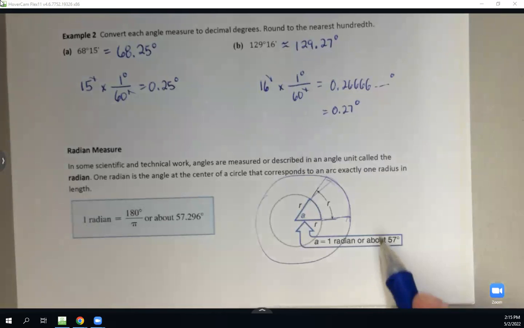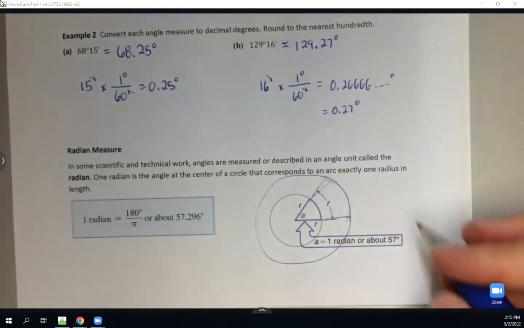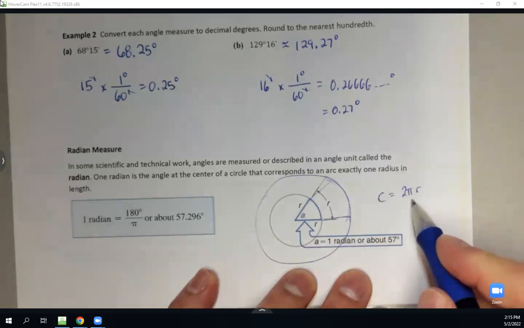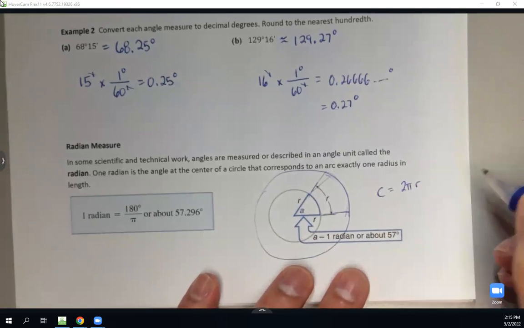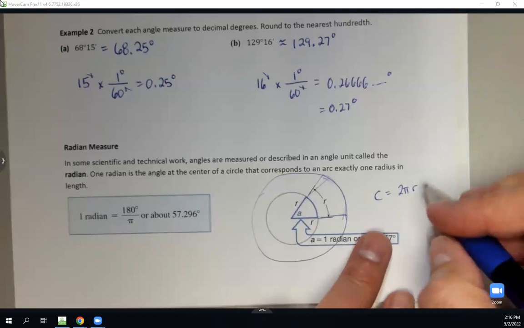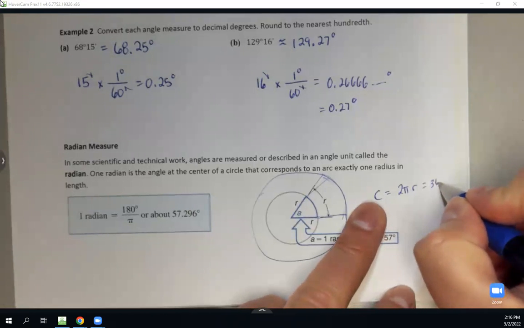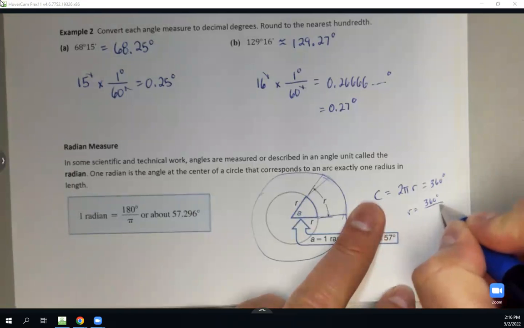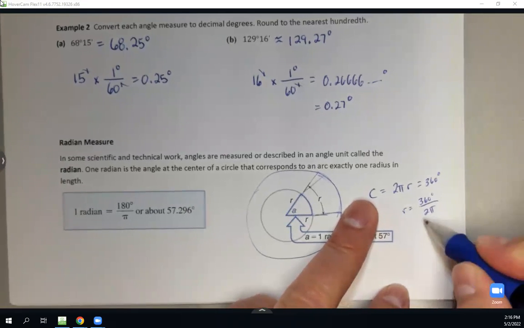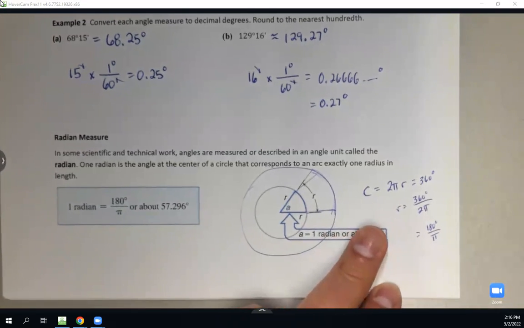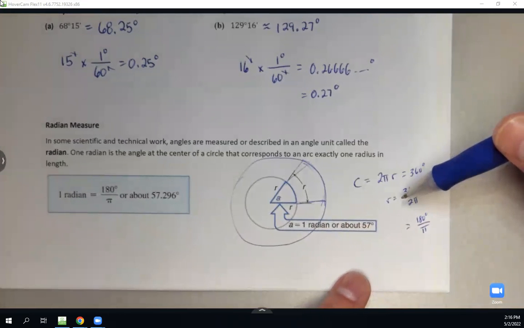Now remember, 1 full revolution is 360 degrees. And we know the circumference of a circle is 2 pi times the radius. So 2 pi times the radius is equal to 360 degrees. To make a long story short, if that is equal to 360 degrees, then the radius would equal 360 degrees over 2 pi. And if you divide by 2, that would be 180 degrees over pi. Does that make sense?